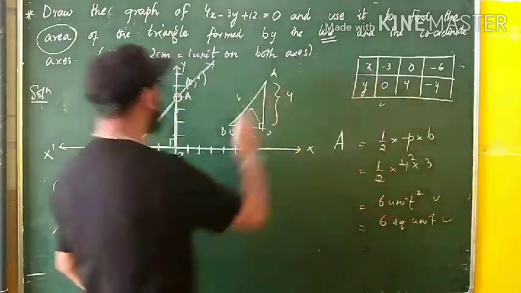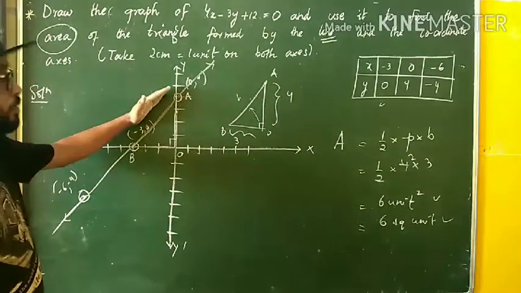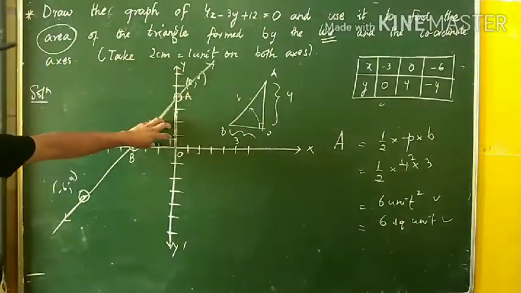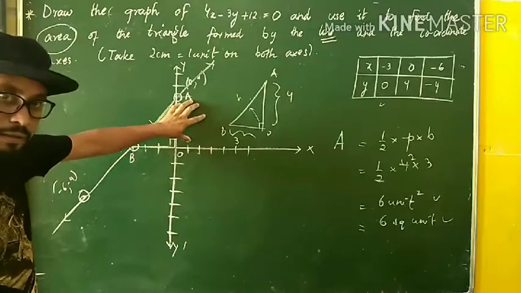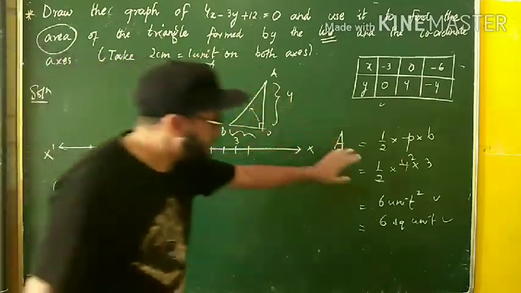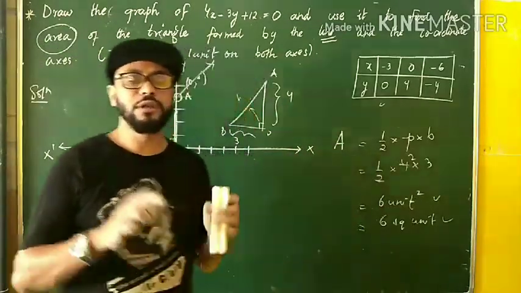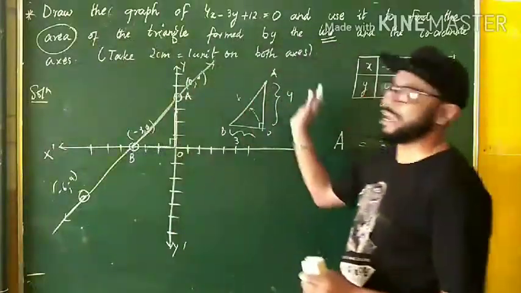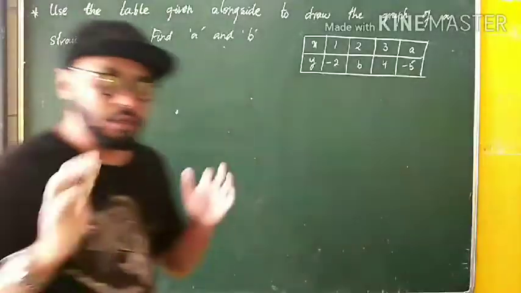So this is how we draw the graph of the linear equation, and we can find the area by using the scale, the units, okay? And we have to use the formula. So this is how we have to solve this kind of equation, okay? Now let's take another example.